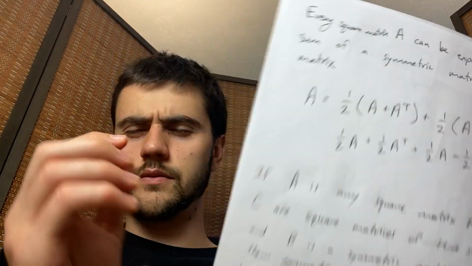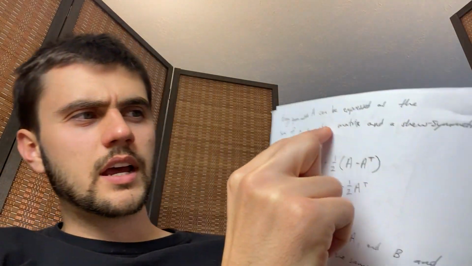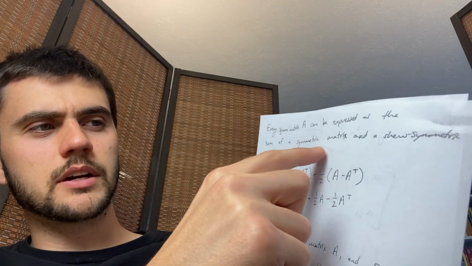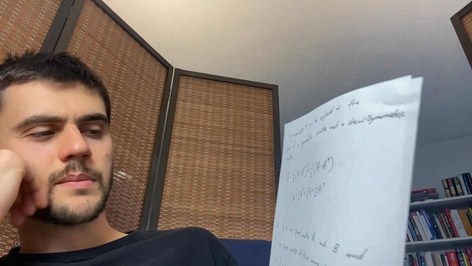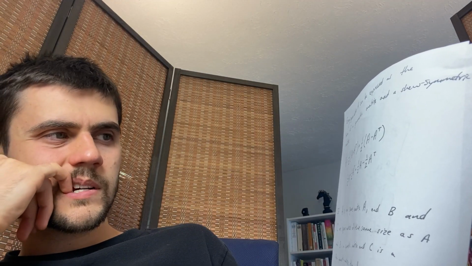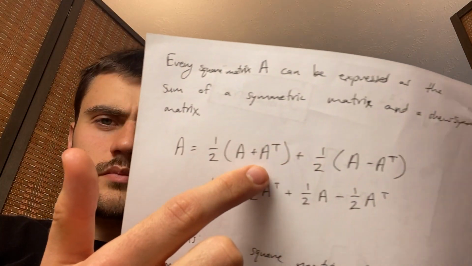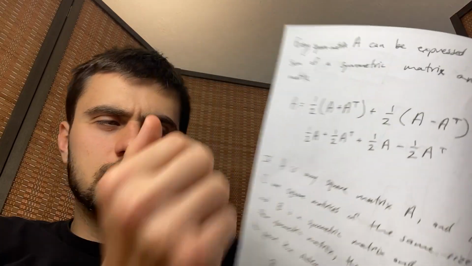And now we're on a proof, and proofs are the most difficult part for me because I've never done any proof writing outside of this book, but we're going to try anyway. Every square matrix A can be expressed as the sum of a symmetric matrix and a skew-symmetric matrix. I don't know how to do this, but they give you this identity. This is definitely part of it.